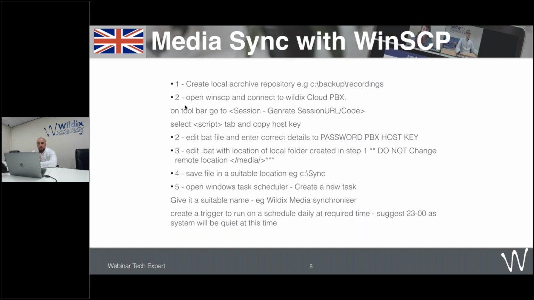And then once you've done that and it's working correctly, you want to create a scheduled task in Windows Task Scheduler. Give it a suitable name so you understand what it's doing, and then you can trigger it to run every day or every week, whatever you want, at a suitable time. Usually in the evening is the best time because the PBX will be quiet and won't have as much traffic going through it.